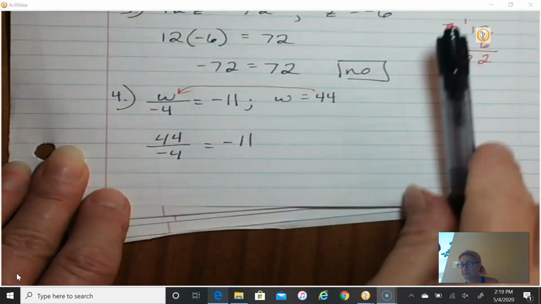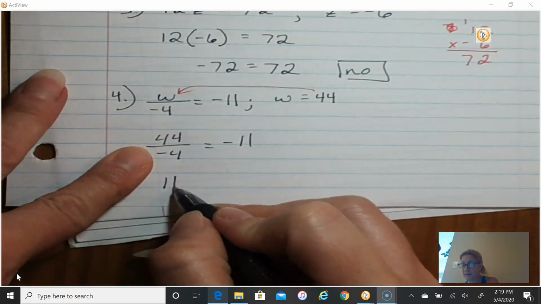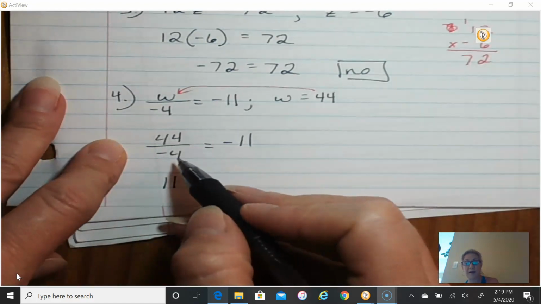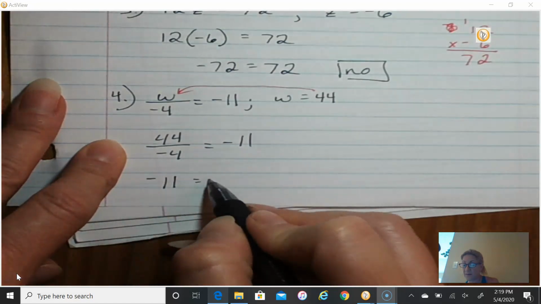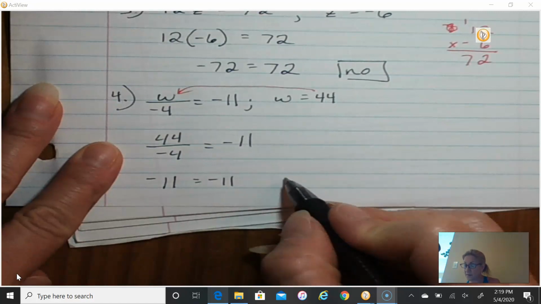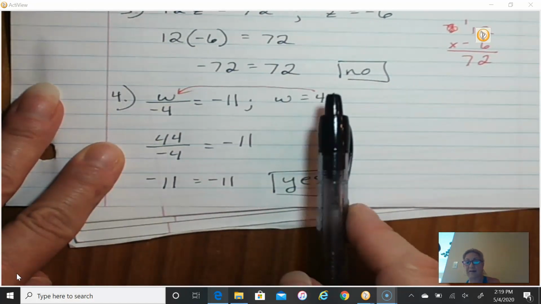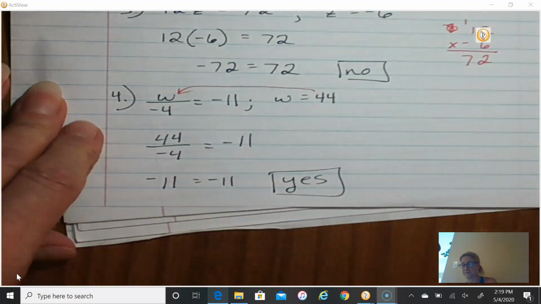We're going to see. 44 divided by 4 is 11. Positive divided by negative is a negative. So -11 equals -11. Yep, that works. So 44 is a solution to this equation. So that's all you got to do. When they ask if it's a solution, you just substitute it.